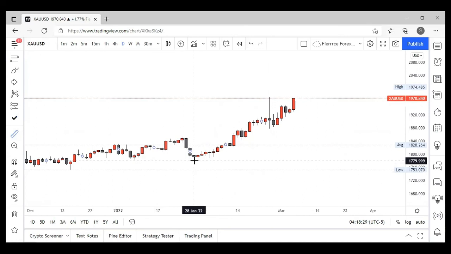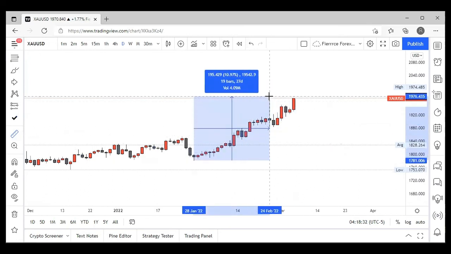From this specific low to this specific high, there are 19 bars on this candlestick chart. If you count them individually on the daily, this is 19 days. So it means price took 19 bars to move from this point on 20th January 2022 to this point on 24th February 2022. Sorry, 19 bars to go up, which signifies 27 days. So these are 27 days of data.